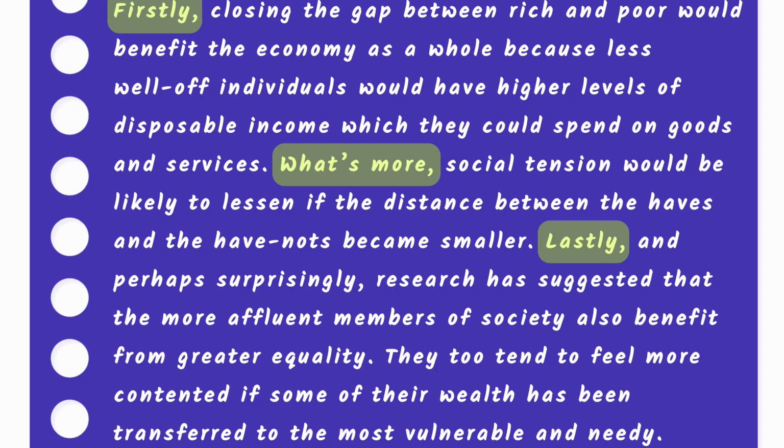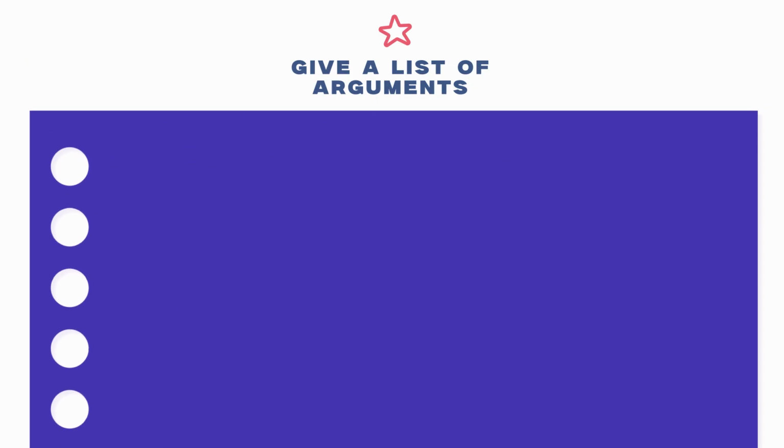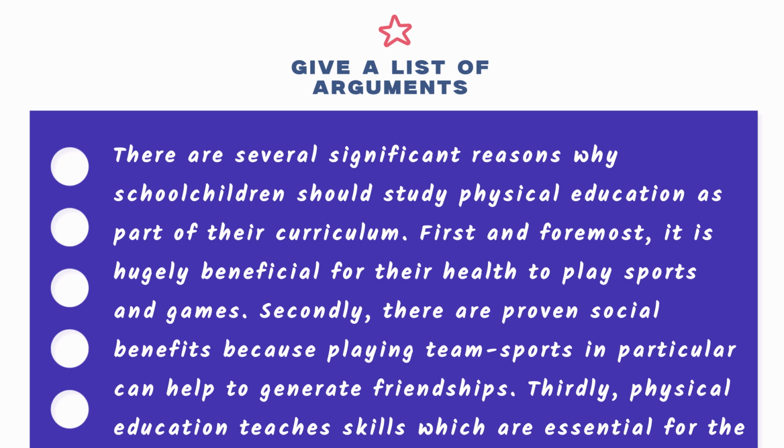And sometimes there are four, let's say, arguments. So in this paragraph, I'm going to use four other linking words for listing, for giving a list of arguments. For example, first and foremost, secondly, thirdly, and finally. All right, so let's use them in a paragraph. There are several significant reasons why school children should study physical education as part of their curriculum. So there are several significant reasons. I'm going to give four reasons.